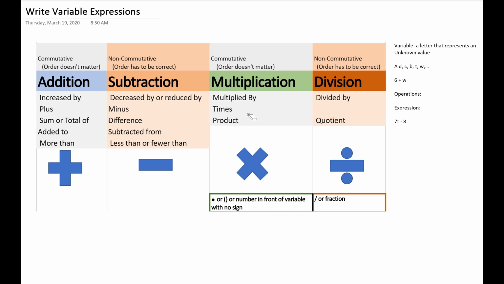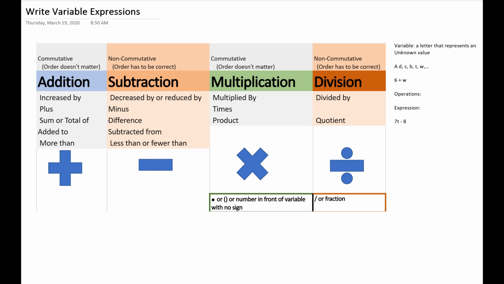Multiplication is also commutative, and we'll talk about multiplication more in depth later. But for now, just remember 3 times 5 is the same as 5 times 3. Both of those will equal 15. So it doesn't actually matter what order you put it in when you start using variables. You can do 3 times d, or you could do d times 3. Either way, you end up with the same expression.